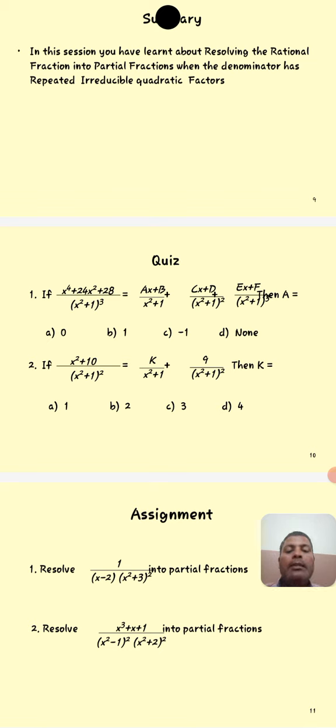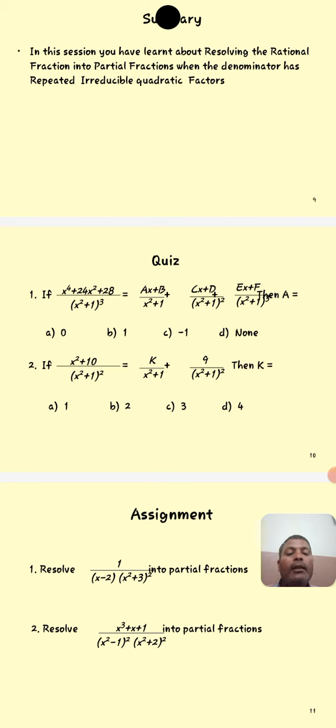The first one is comparing the coefficient of the highest powers. Here, what is the highest power possible? X power 4 is possible. So comparing the coefficient of x power 4, comparing the coefficient of x cube, comparing the coefficient of x square, comparing the coefficient of x, and comparing the constants. Here, for each part we have to choose different equations.